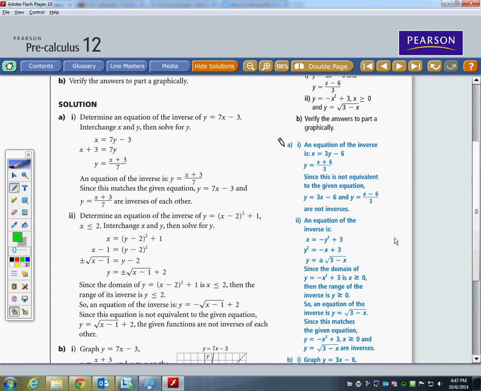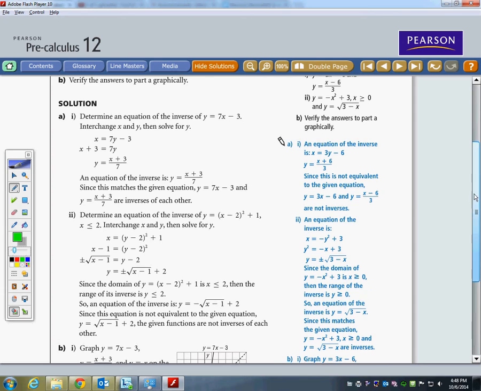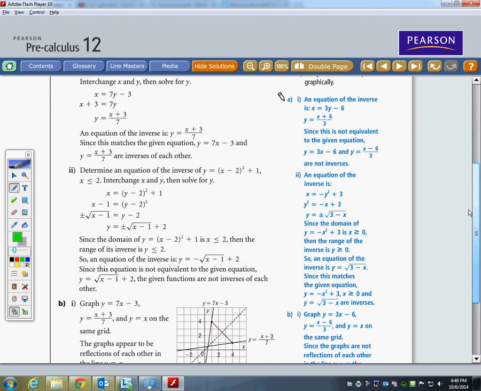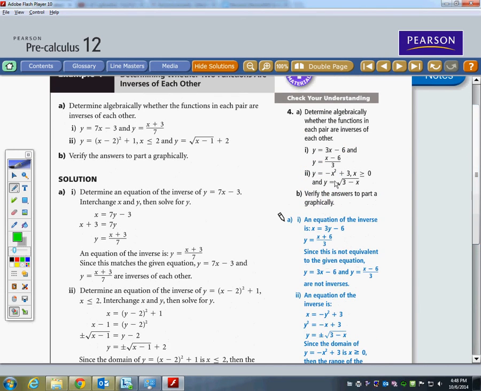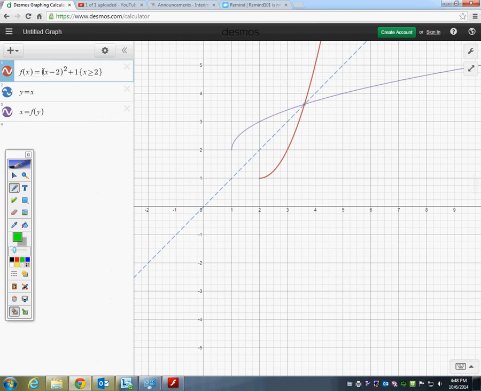So let's see. If they switch the x and the y, do the square root, so we do get plus or minus the square root of 3 - x, and since this restriction was greater than 0, it should be the plus version. So this looks good. So part 2 does work. Alright, so here I can quickly graph that -x² + 3 for you if you like, just to see how it works.